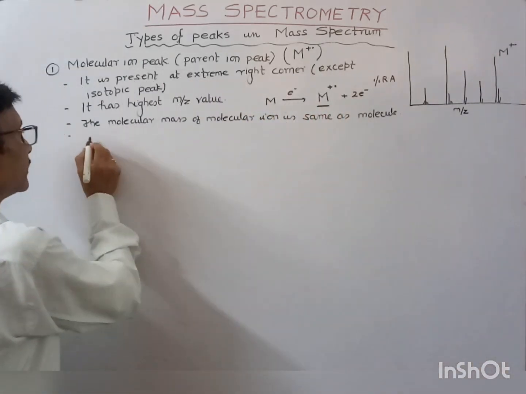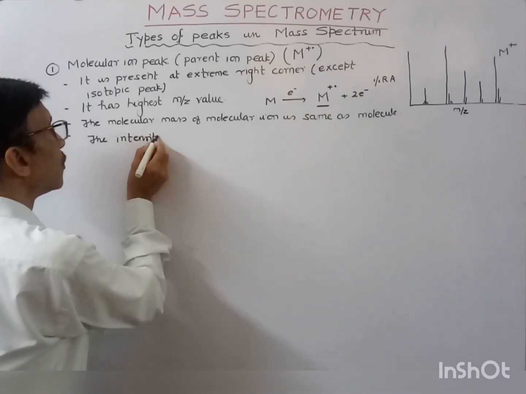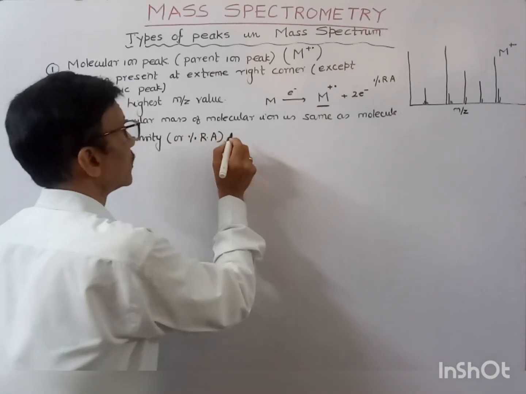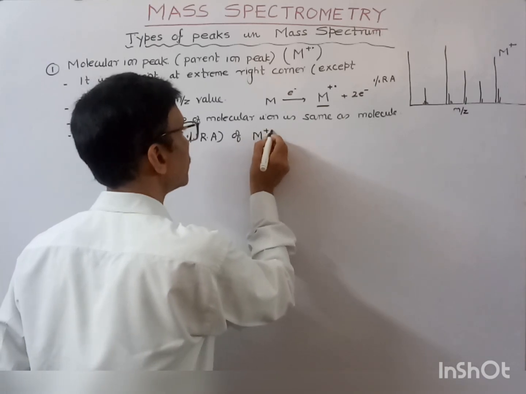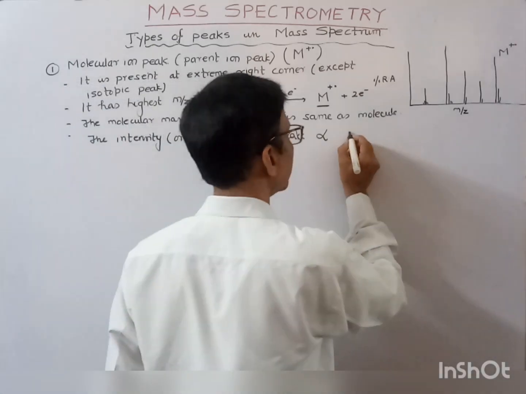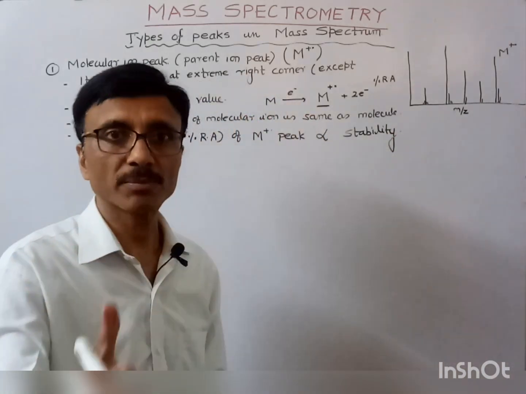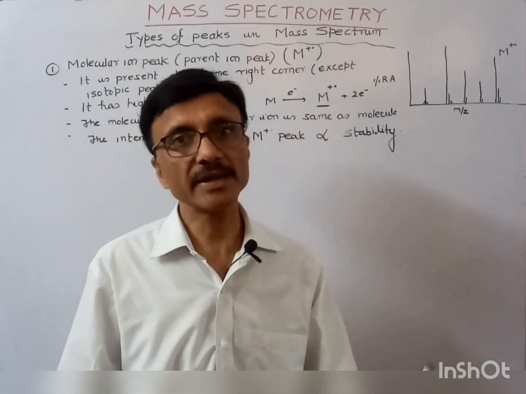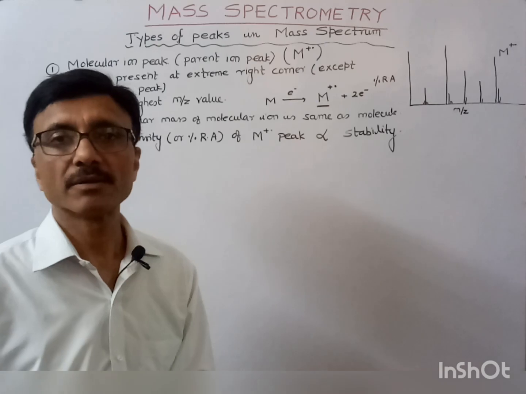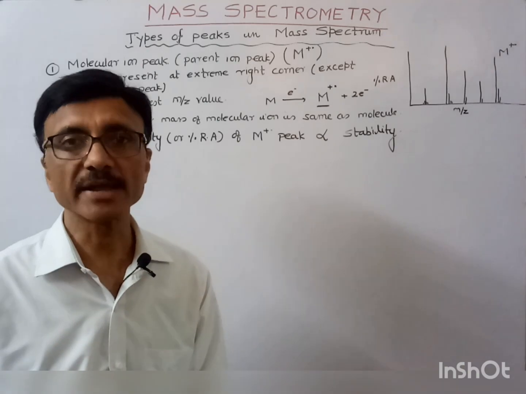So what we can write: the intensity, or the percentage relative abundance, of the molecular ion peak is directly proportional to its stability. So if it is stable, then it will go into the mass analyzer. If it is not stable, then it will undergo fragmentation. Various molecules have various stabilities. The stability depends upon the type of the molecule.